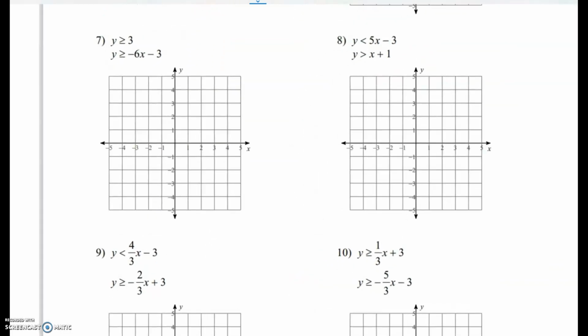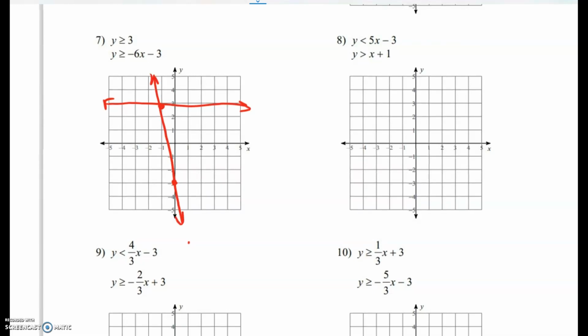Here's number 7 though. So we've got y is greater than or equal to 3. That's going to be a solid line, since the slope is 0, since there's no x, it's just a flat line through 3. And then the bottom equation: the y-intercept is negative 3, the slope is negative 6, so down 6, over 1. If I reverse it, up 6, 2, 3, 4, 5, 6, backwards 1. And then this as well is a solid line.